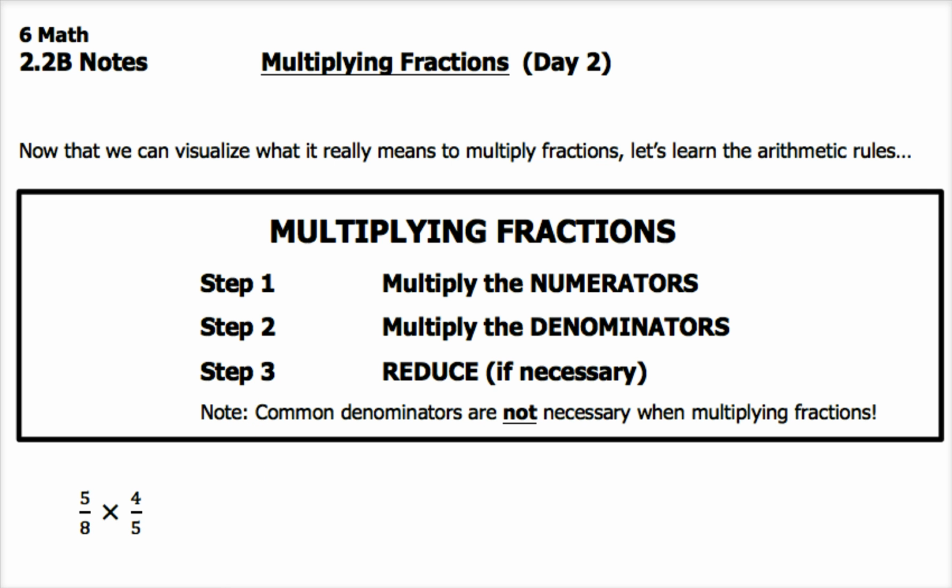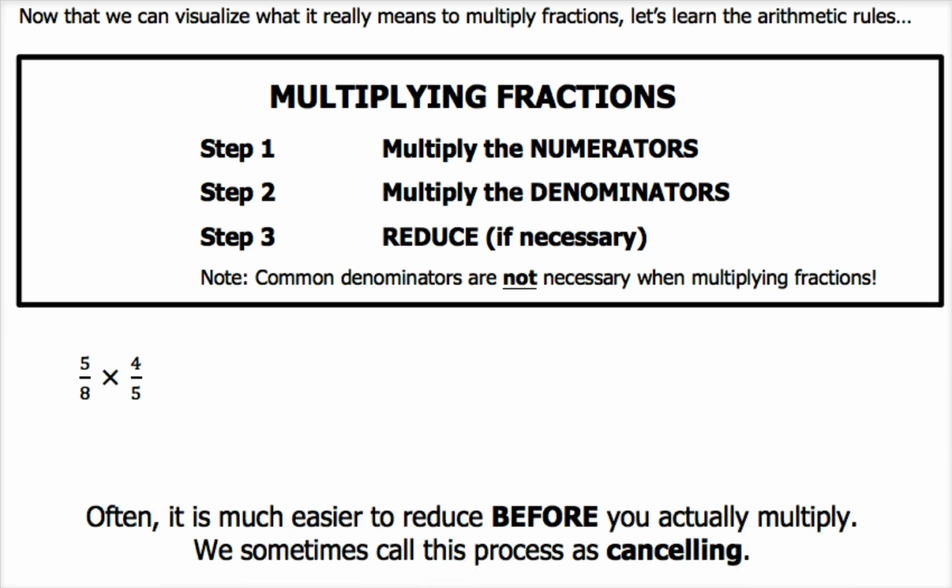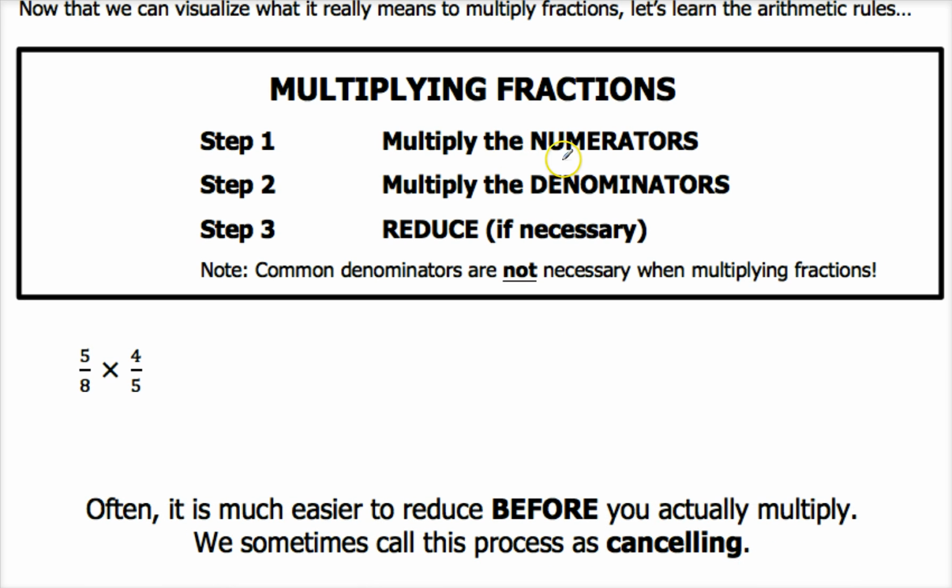So, when we're multiplying two fractions together, step one is that we multiply the numerators together. Step two is to multiply the denominators together, and step three is to reduce them if necessary. One thing about multiplying fractions that is a lot different from adding and subtracting fractions is you do not need common denominators when you're multiplying two fractions together. So let's look at this example here, 5/8 times 4/5.